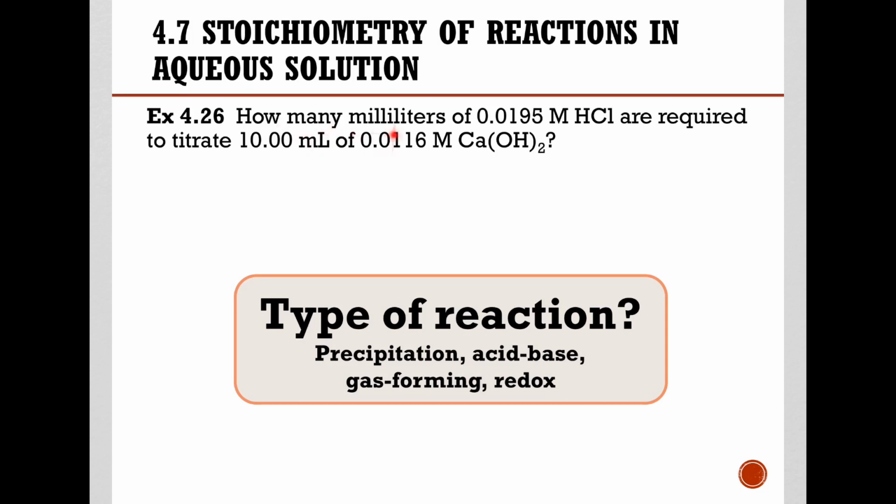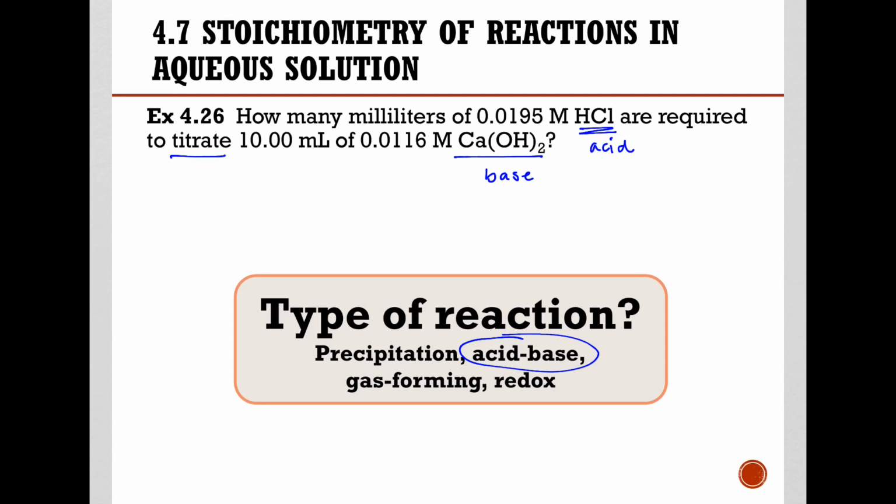So it says how many milliliters of 0.0195 molar HCl, now HCl we know is an acid, are required to titrate. We're going to talk more about this later in the year, and we'll do that as a lab, but a titration is basically a controlled neutralization reaction, so a controlled acid-base reaction, and it's reacting with calcium hydroxide, which we know is a base. So because we have an acid and a base here, we know that this would be an acid-base reaction.